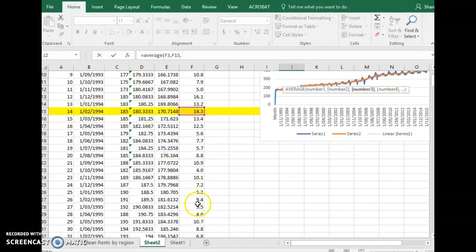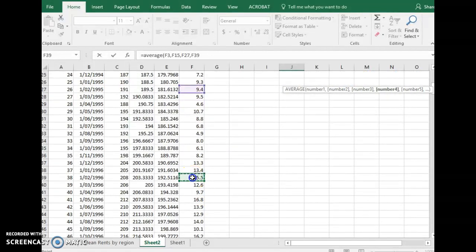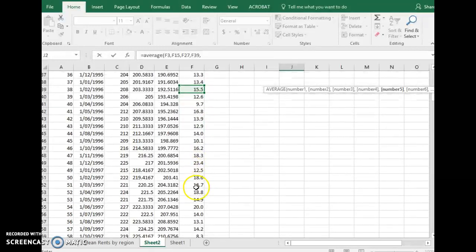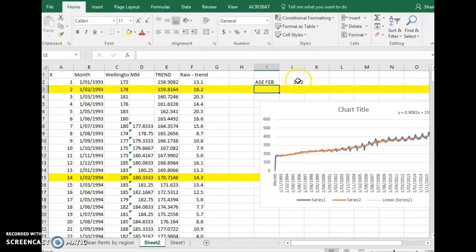Was another one. Oops, not that one. That one, comma, that one, comma, that one. I could stop right there, close the bracket, hit enter. With 4 of them, I've got an average of $15 above the general trend.